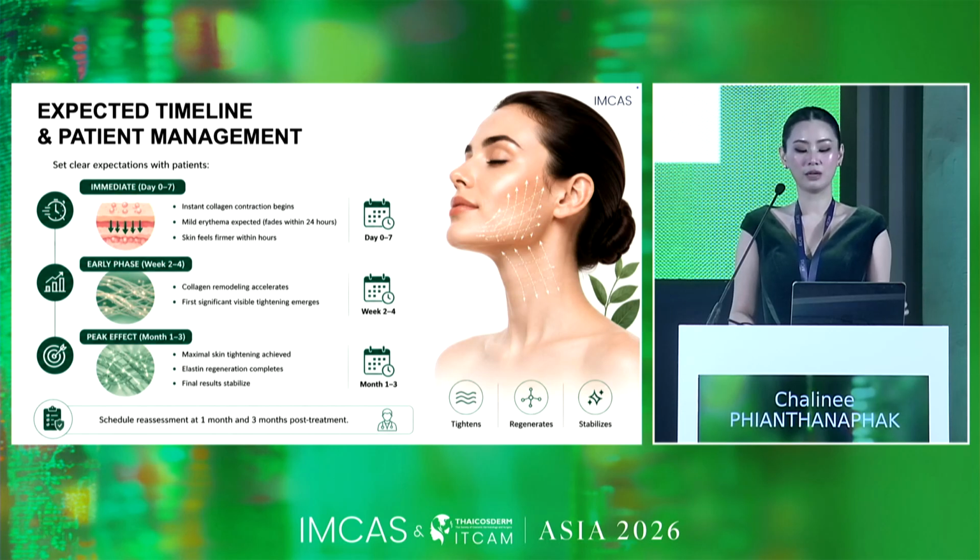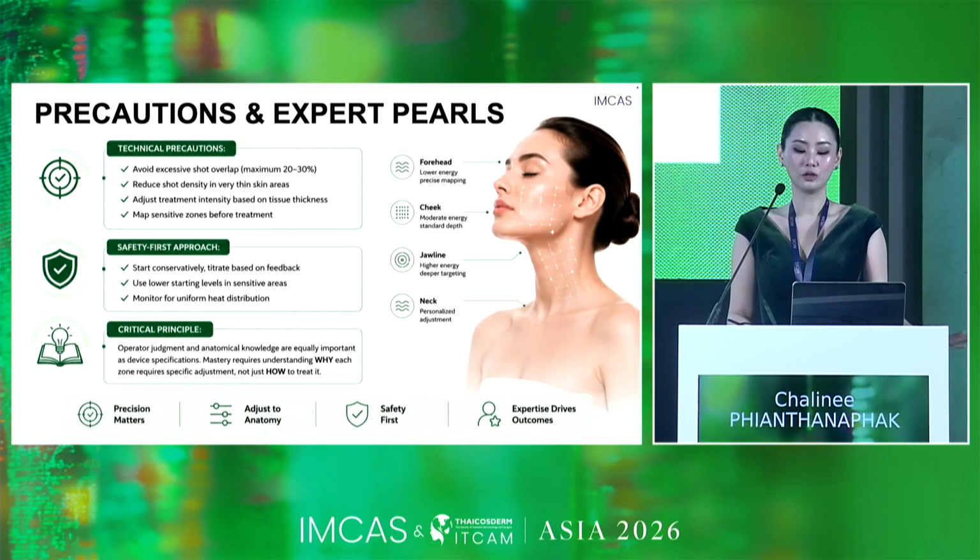And another important point is patient expectation. Some tightening may be visible early, but actually the collagen remodeling takes time. So you can see the maximum result in 1 to 3 months. And before concluding, I would like to share a few practical pearls. Avoid excessive overlap and use lower energy in very thin skin. And always respect anatomical landmarks. And remember that our goal is controlled remodeling, not aggressive treatment outcome.